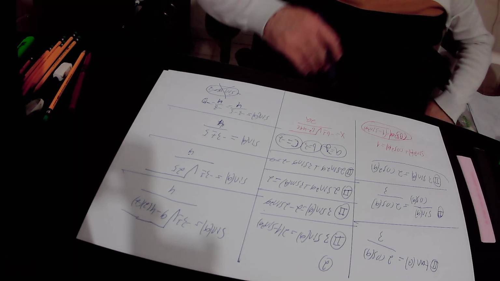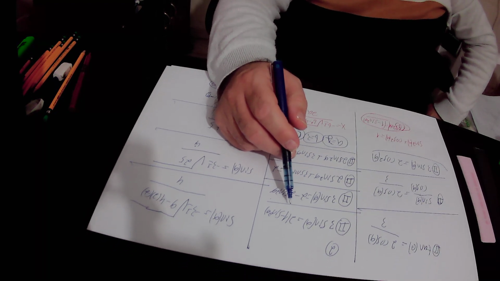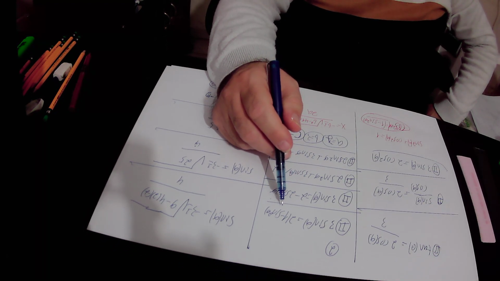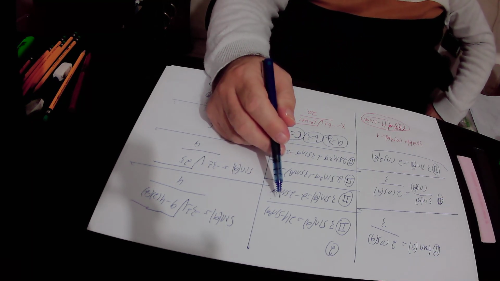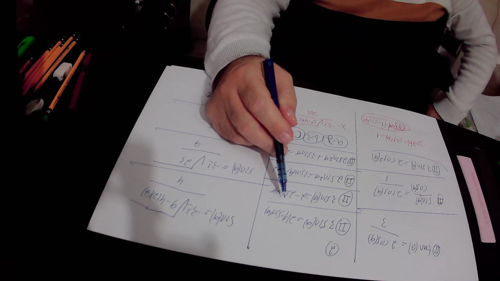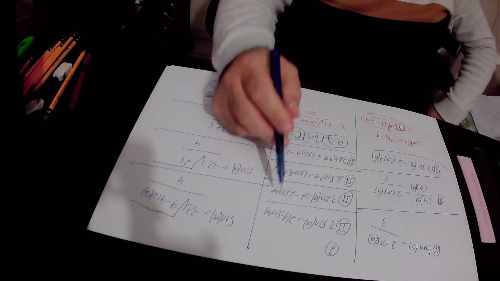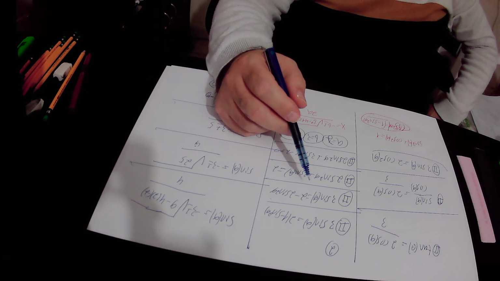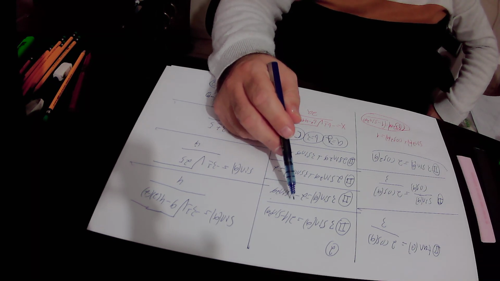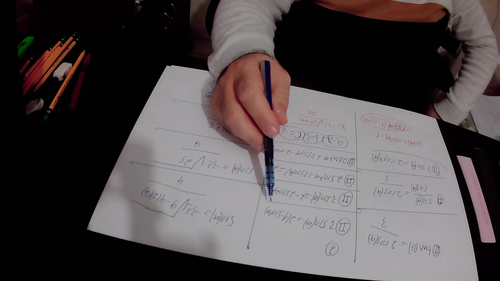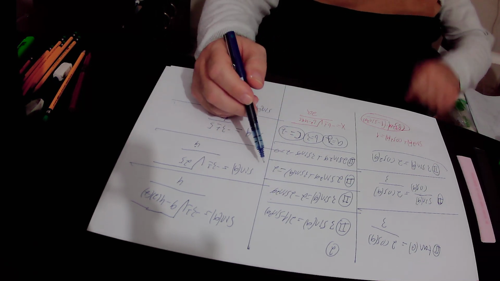We did it and we got that 3 sine alpha equals 2 times cosine square alpha, which equals 1 minus sine square alpha. So we substituted cosine square alpha by 1 minus sine square alpha. We got this equation. So we got that 3 sine alpha. We open the brackets here. 2 times 1 is 2. And 2 times minus sine square alpha equals minus 2 sine square alpha.